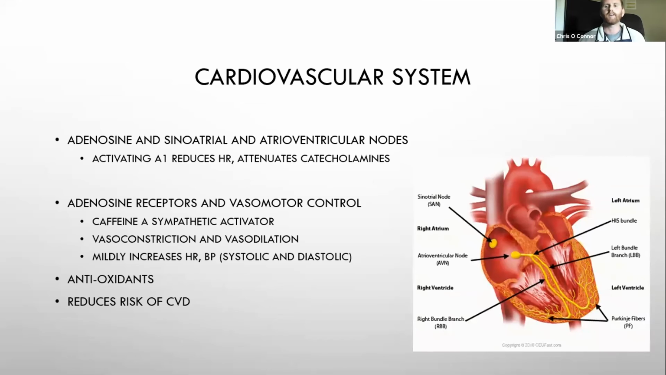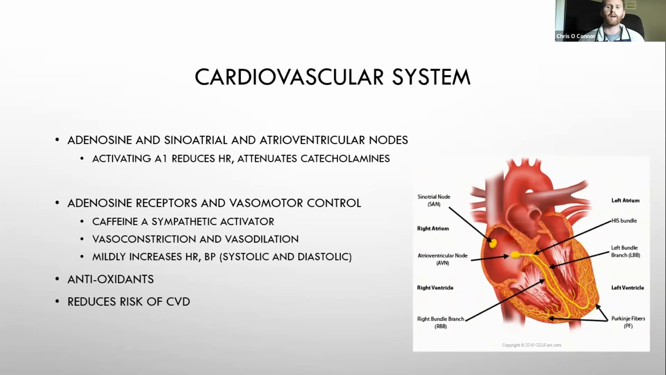Caffeine has a very complex role in your cardiovascular system. Adenosine receptors are located on your sinoatrial and atrioventricular nodes in your heart. Activating A1 receptors with adenosine is going to reduce your heart rate and attenuate the catecholamines, epinephrine and norepinephrine. One thing to know is that caffeine in general is considered a sympathetic activator, so it's going to stimulate those catecholamines. It also has a very complex role in vasomotor control, so vasodilation and constriction.